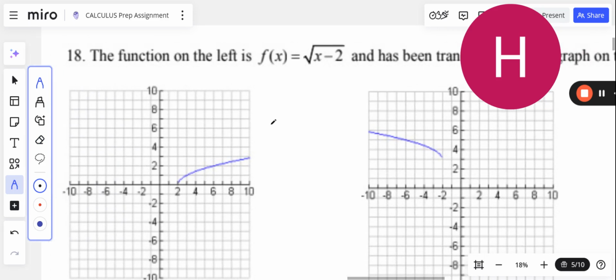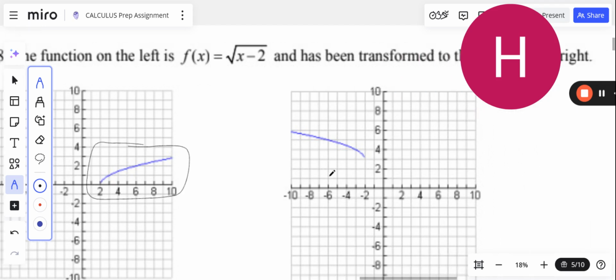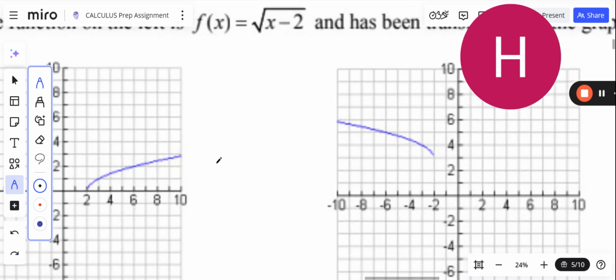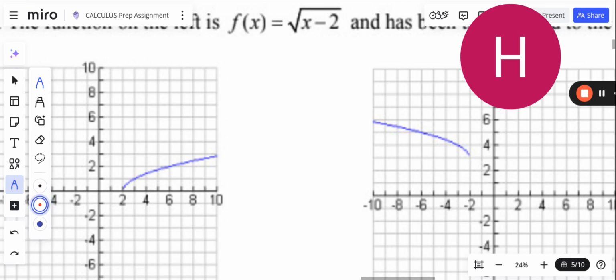So the function on the left, the square root function, is f of x equals the square root of x minus 2. And it has been transformed somehow to turn into this graph on the right. First impression is that this has clearly been flipped. It's been reflected. So it's going that way instead. See how it's going that way now. The special location here, the starting point, has been moved, so we're definitely going to have to factor that in.